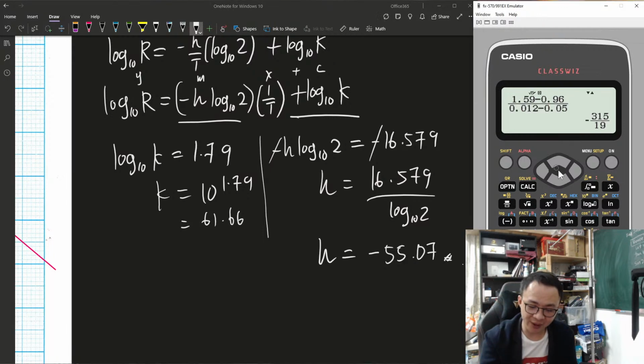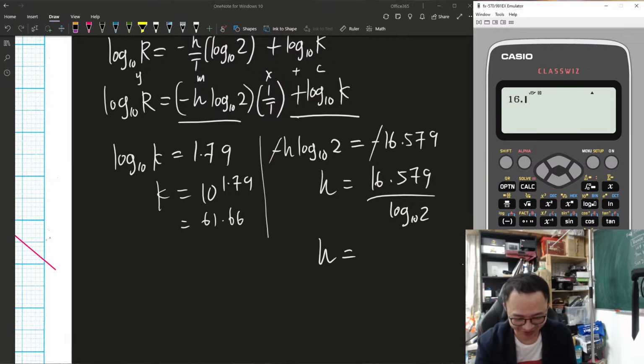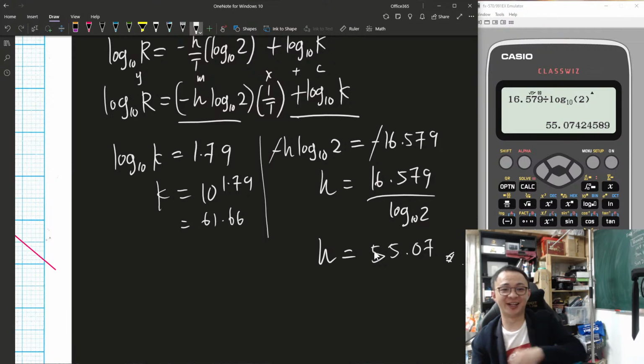Oh, because I still have the negative here, so let me type again. This sounds wrong to me. 16.579 divided by log 10 2. Yeah, this one sounds okay to me, because just now I had the negative.